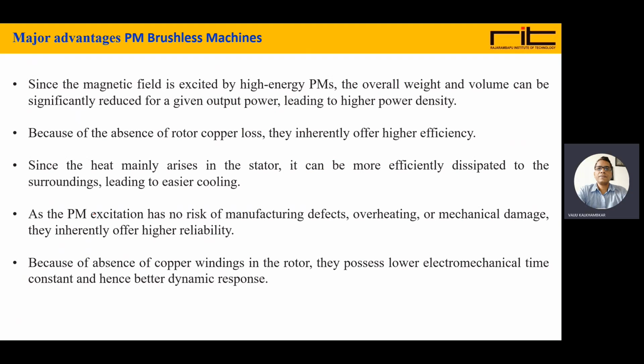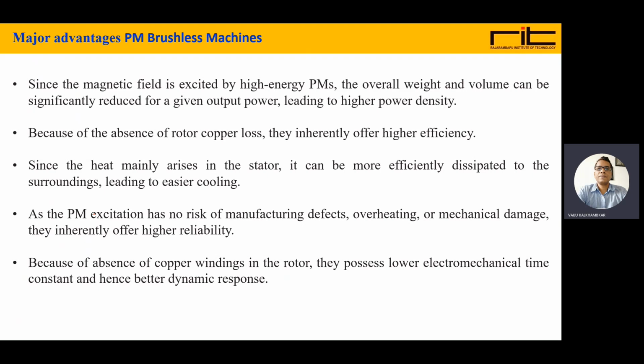Major advantages of permanent magnet brushless machines. Since the magnetic field is excited by high energy permanent magnets, the overall weight and volume can be significantly reduced for a given output power, leading to higher power density. Because of the absence of rotor copper loss, they inherently offer high efficiency. Since the heat mainly arises in the stator, it can be more efficiently dissipated to the surroundings, leading to easier cooling.